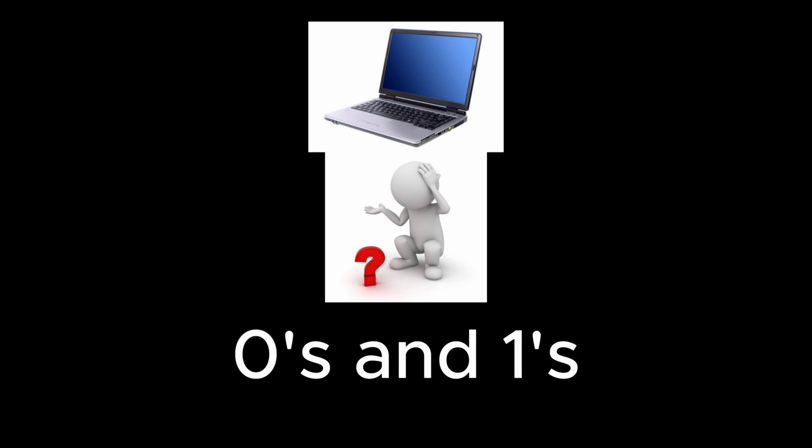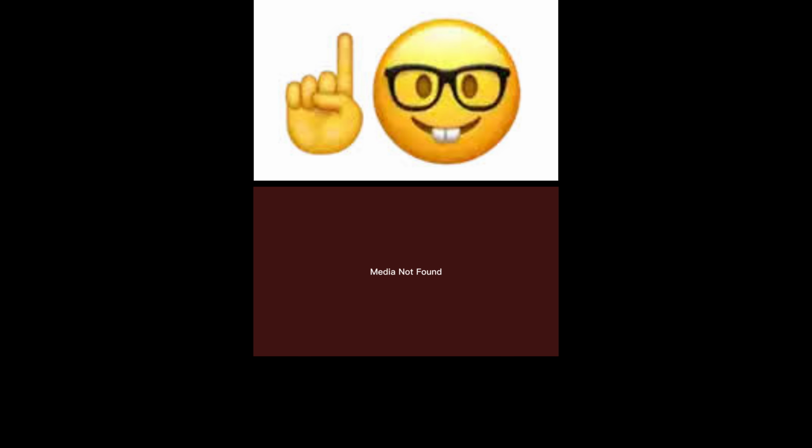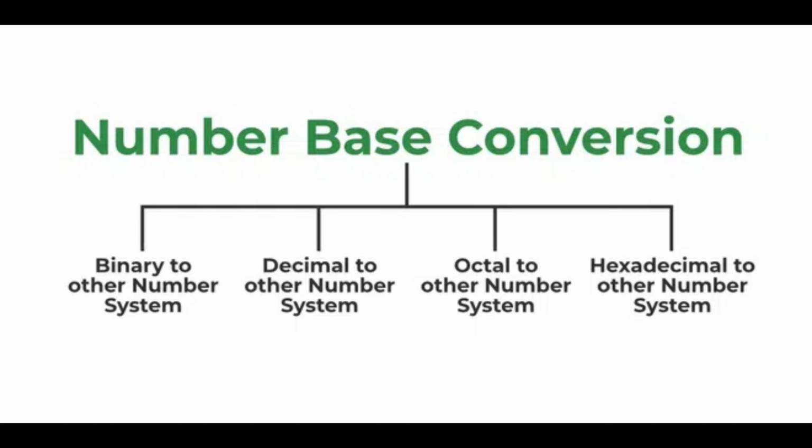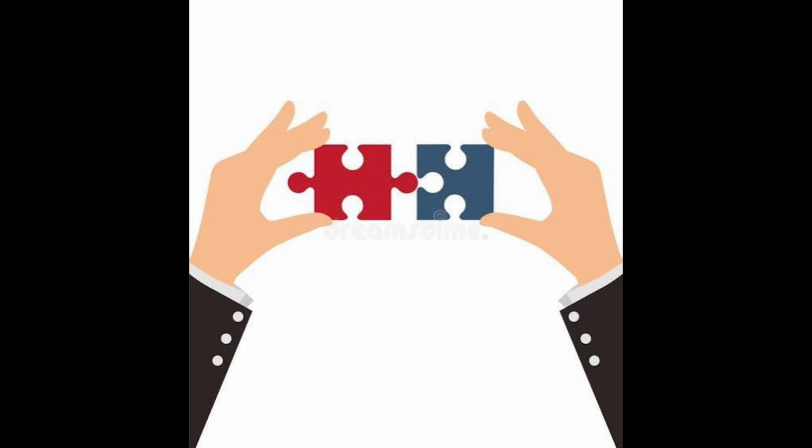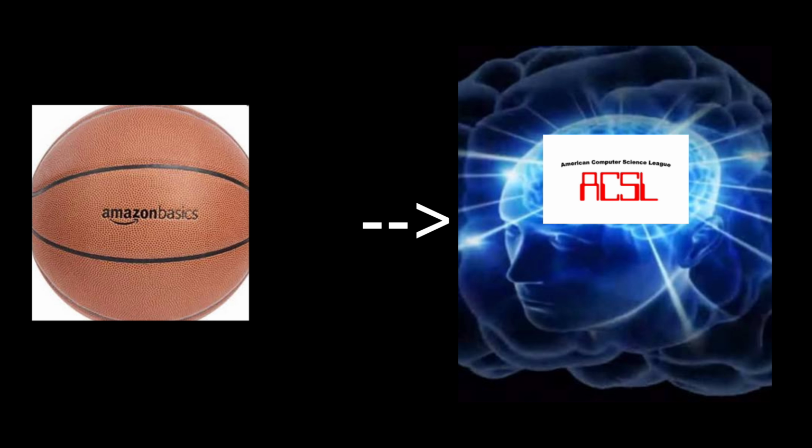Instead, computers represent information using binary, which has only two digits, 0 and 1. And ACSL takes this a step further. You're expected to understand four major number systems: binary, which is in base 2, octal, which is in base 8, decimal, which is in base 10 and the one that we use today, and hexadecimal, which is in base 16. You'll need to convert between them, perform arithmetic in different bases, and solve problems that combine these ideas. By the end of this video, we'll go from the basics all the way to actual ACSL-style problems.